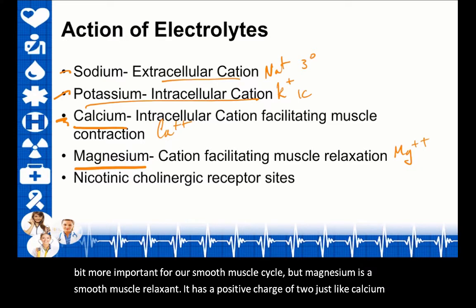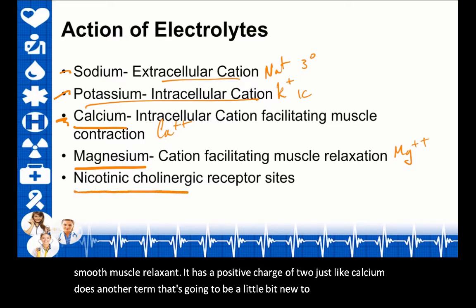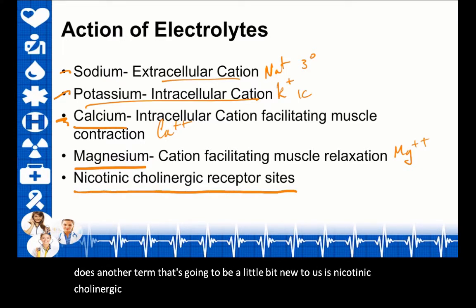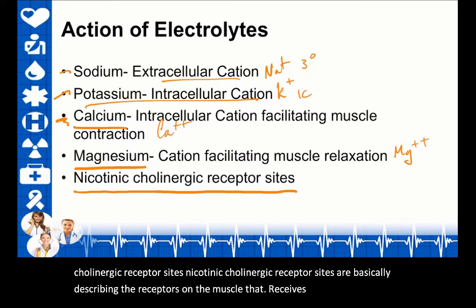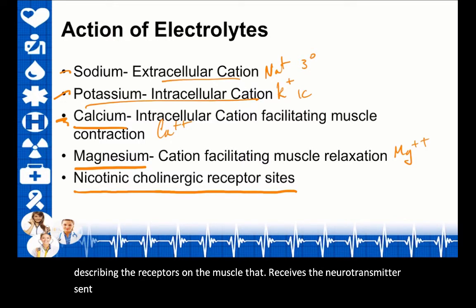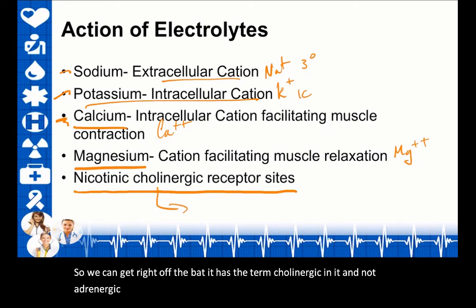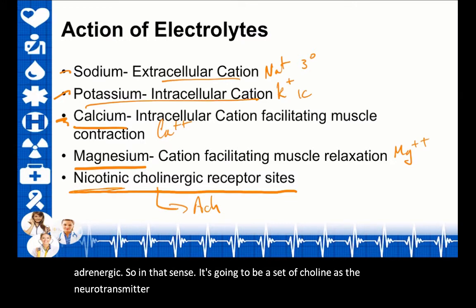Another term that's going to be a little bit new to us is nicotinic cholinergic receptor sites. Nicotinic cholinergic receptor sites are basically describing the receptors on the muscle that receive the neurotransmitter sent across from the axon. So we can get right off the bat that it has the term cholinergic in it and not adrenergic. So in that sense, it's going to be acetylcholine as the neurotransmitter. The nicotinic sets it apart from other types of receptor sites like muscarinic, which may also be using similar neurotransmitters.